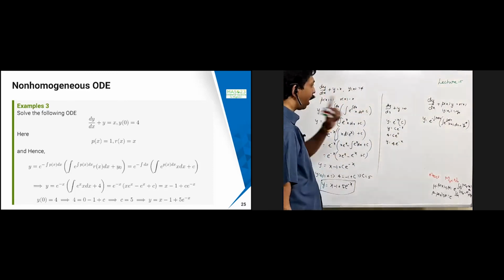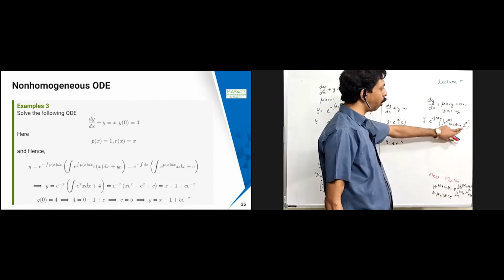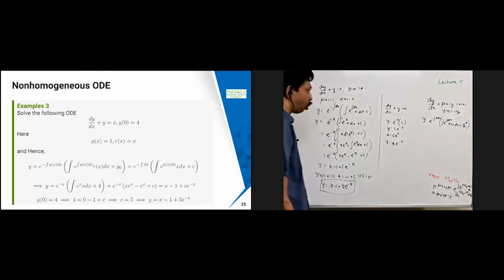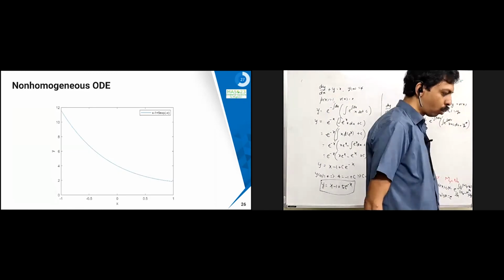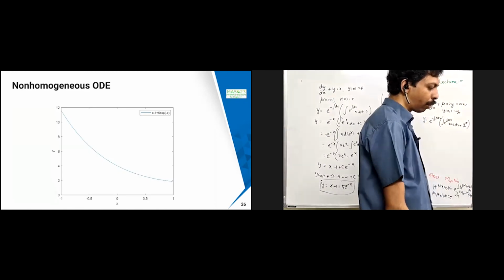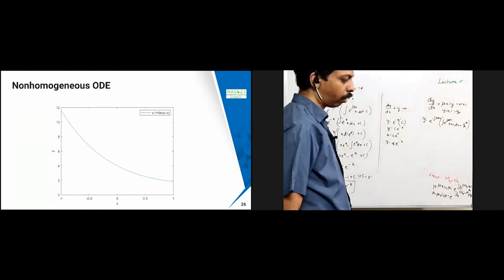So keep in mind that it is not y naught, it is y naught star. It is going to change. So you should be very careful with that. Next one. You can see the solution of this problem also: x minus 1 plus 5 into e power minus x, which is going to be a decaying curve, which you can see.